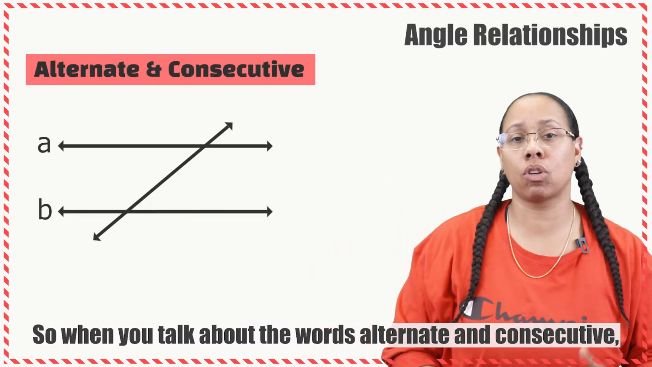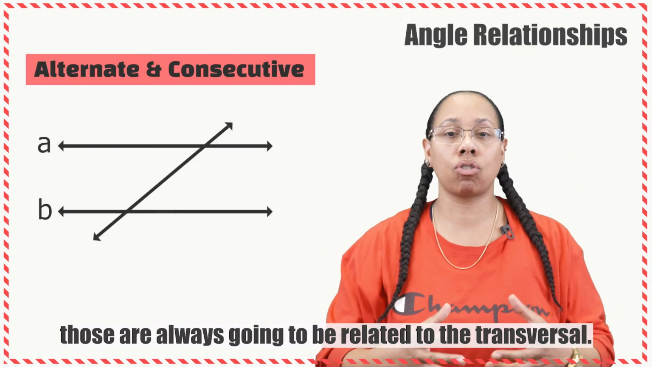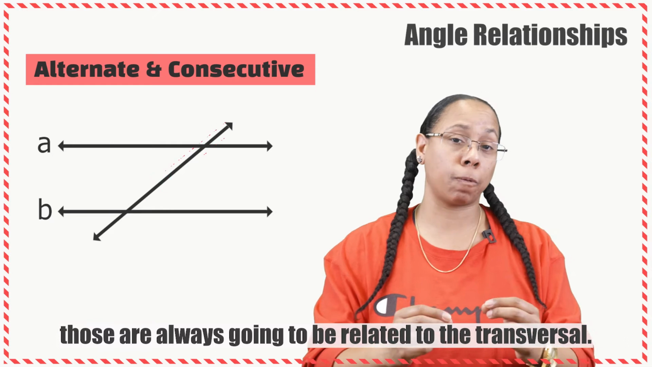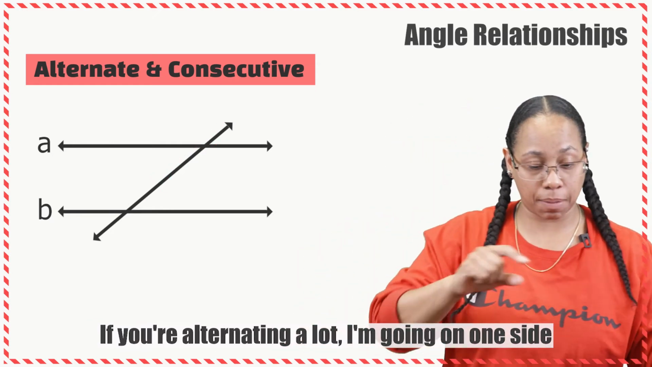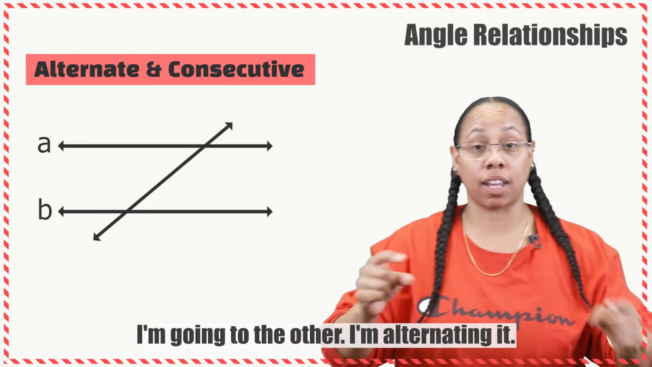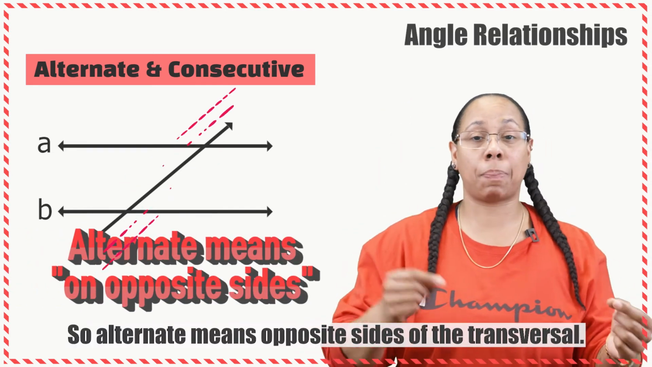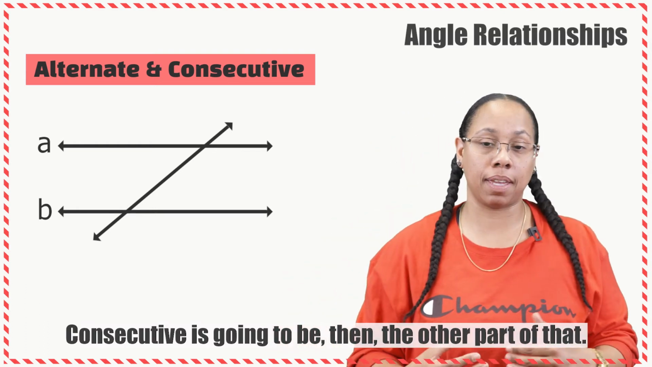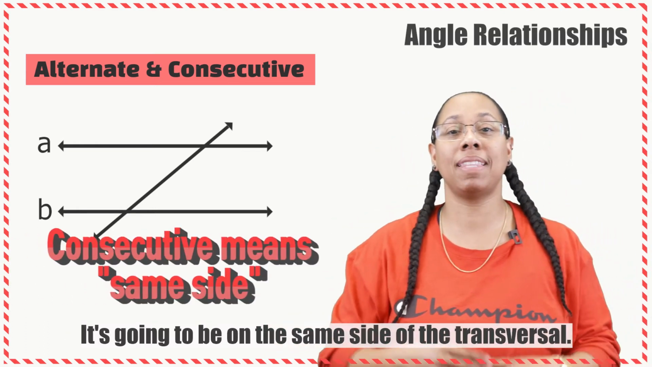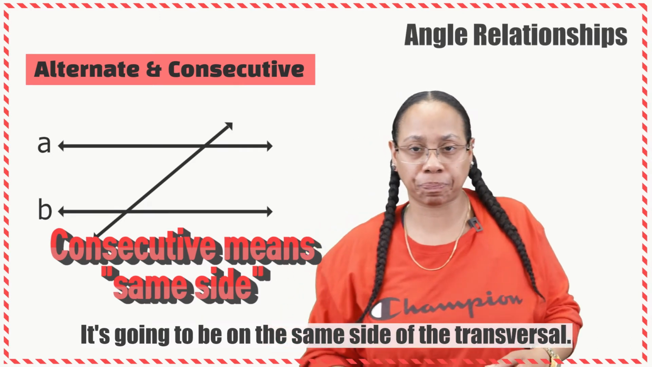When you talk about the words alternate and consecutive, those are always going to be related to the transversal. The word alternate means you're on opposite sides, right? If you're alternating a line, I'm going one side, then to the other. So alternate means opposite sides of the transversal. Consecutive is then the other part of that. It's going to mean the same side of the transversal.